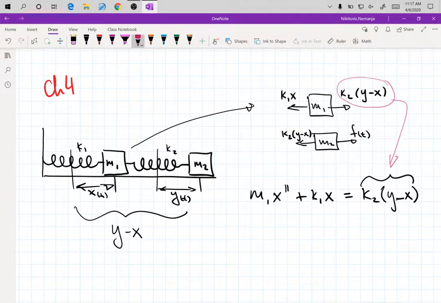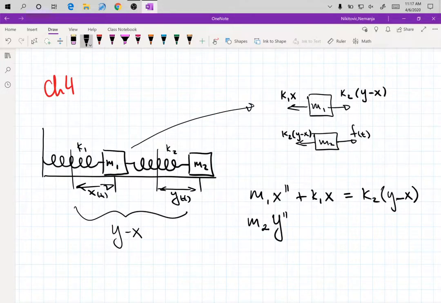Now the second equation is going to be m2, whatever the mass of the second one is, y double prime plus k2 times y minus x. So now you see that this obviously depends also on x, so we have that, and that is equal to f of t.